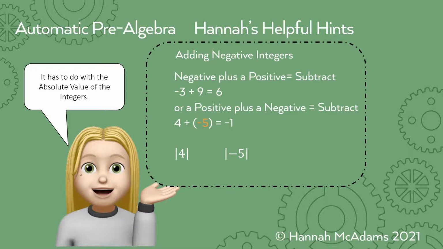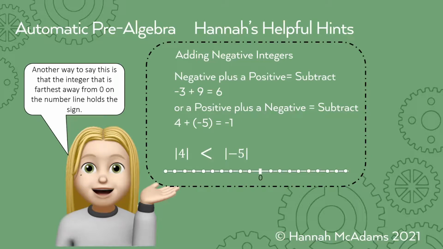So which one has a greater absolute value? 5. So because of the -5, we're going to make the sign negative. It also has to do with how far away it is from 0. -5 is 5 away from 0. 4 is 4 away from 0. So -5 has a greater value.